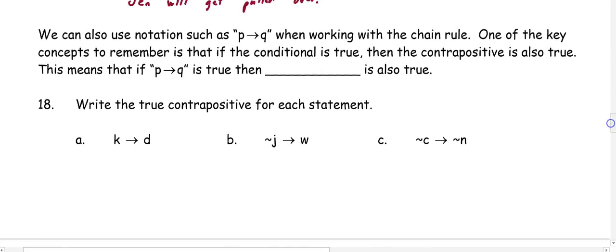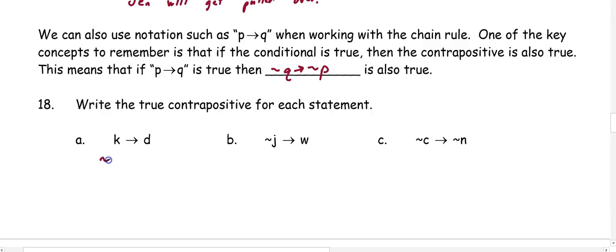So we can also use notation as P to Q when working with the chain rule. One of the key concepts to remember is that if the conditional is true, then the contrapositive is also true. This means if P to Q is true, then not Q to not P is also true. So write the true contrapositive for each statement. So we're taking the negation and flipping the order.